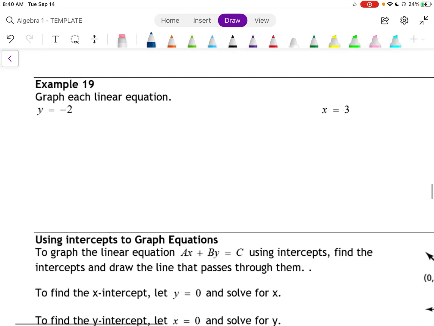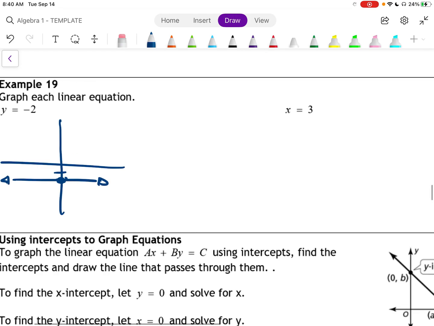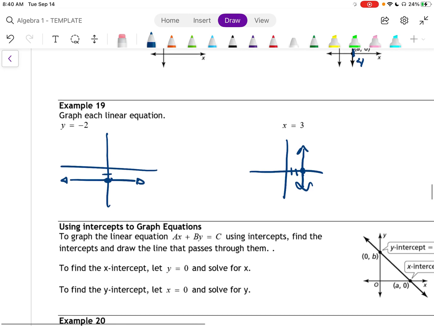So looking here, y equals -2. I go down 2 on the y-axis, and I draw my horizontal line. Next up, x equals 3. I draw my plane there. I go 3 tally marks to the right, and I draw my vertical line. There we are.